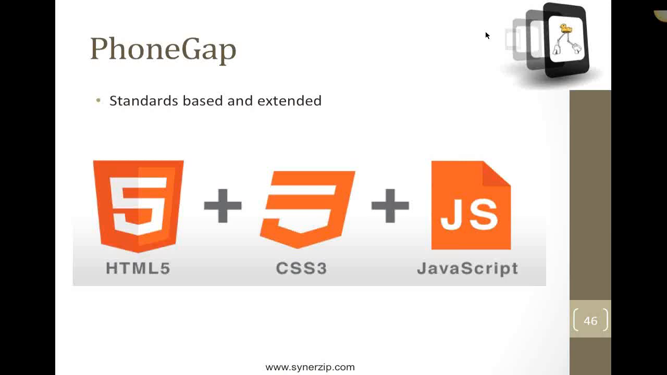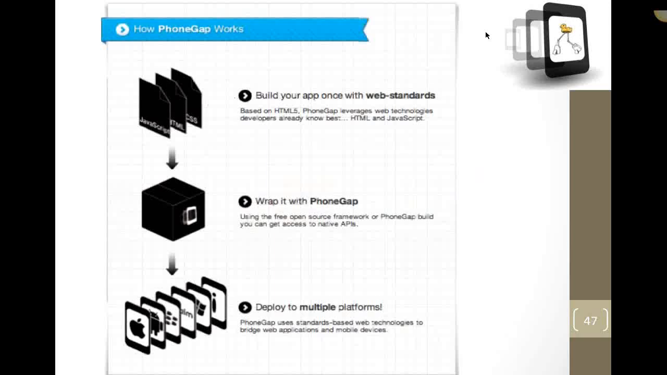So how does PhoneGap really work? The idea is very simple. First of all, understand PhoneGap is a library. It is not an IDE or development environment. PhoneGap is an open source library, which is free of cost. What you do is you create different projects. You create an Xcode project for iOS.